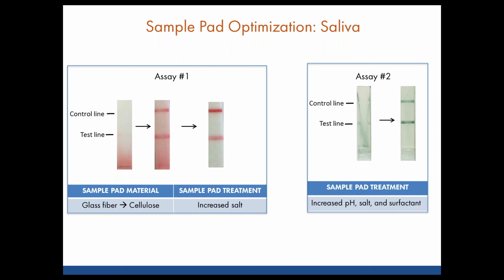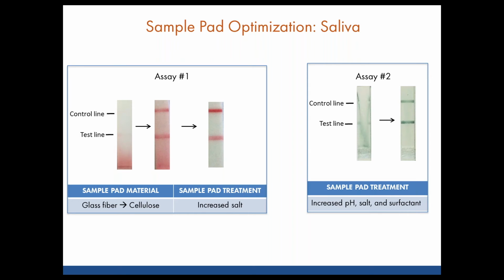The assay number 2 on the right was another assay that also used saliva as the sample medium, using gold nanoshells as the detector particle. We tried to apply this same sample pad material and treatment shown on the strips to the left, and the flow is extremely poor, as you can see in the first strip for this assay.